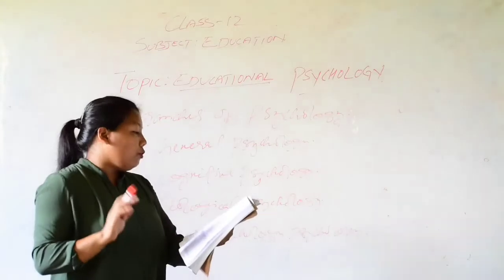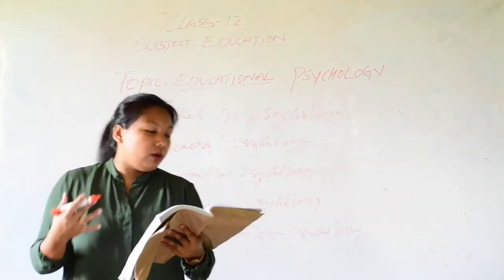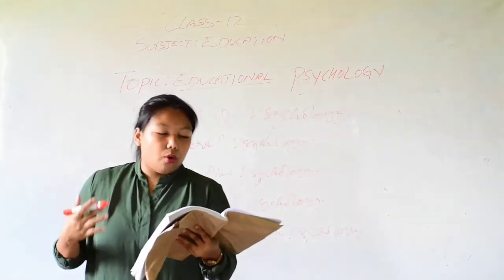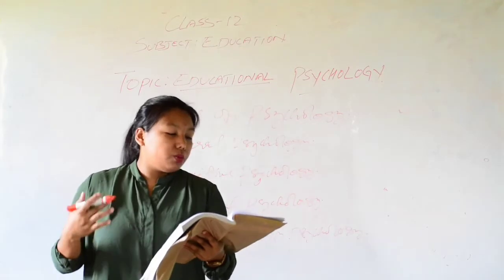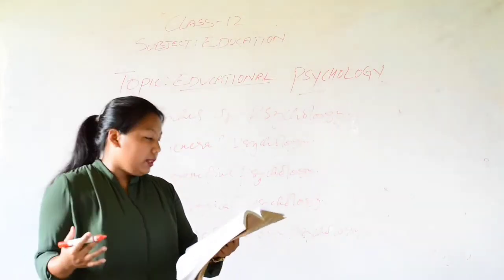Okay, the fourth point is neuropsychology. Neuropsychology is concerned with how the brain works. Neuropsychology researchers are studying the role of neurotransmitters, or chemical substances which are responsible for neural communications at different areas of the brain.